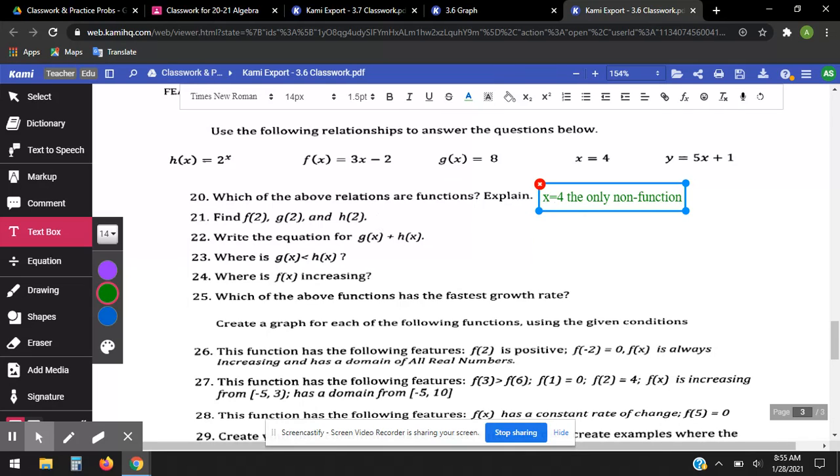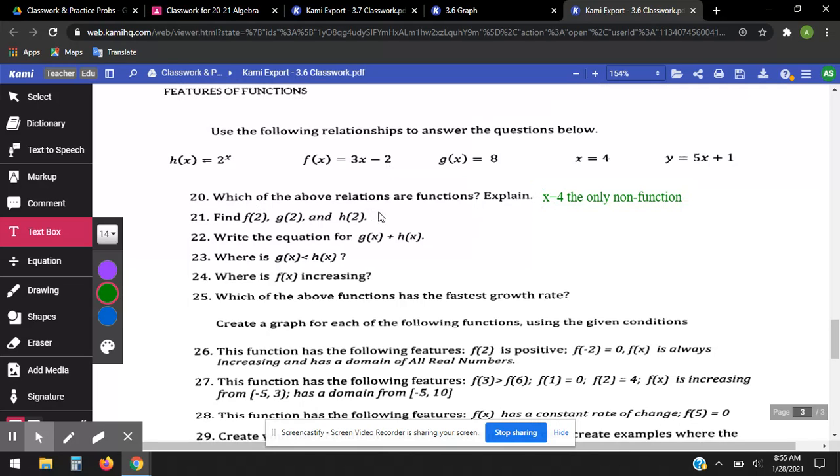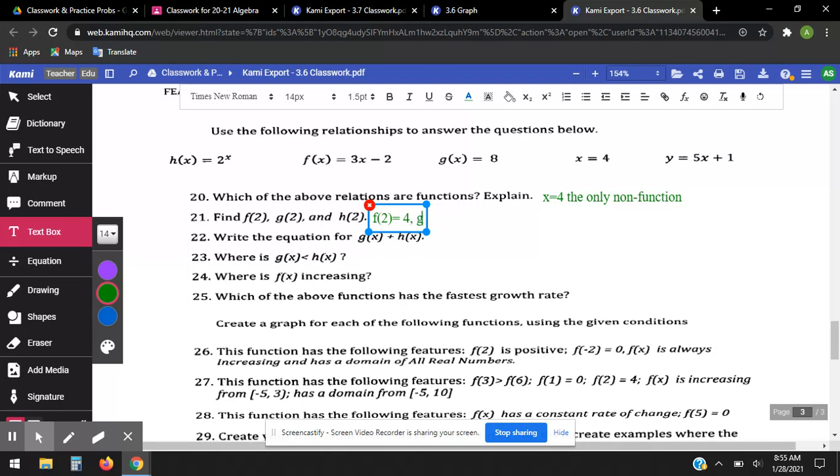All right, f of 2, g of 2, and h of 2. So if I plug in a 2 for this x, I have 2 times 3, that's 6. 6 minus 2 is 4. So I'm going to put on here f of 2 equals 4. Okay, let's look at the next one. g of 2 equals what? Well, g of 2, if I put a 2 in here, doesn't really matter. The answer is going to be 8. All right, that's easy.